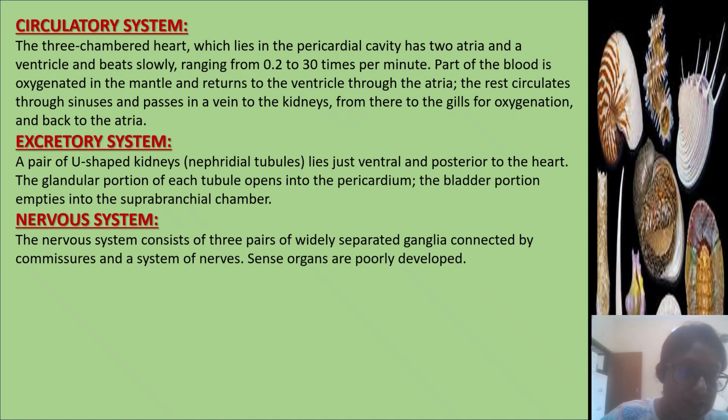Next, for nervous system, the nervous system consists of three pairs of widely separated ganglia connected by commissures and a system of nerves. Sense organs are poorly developed. Now the topic has ended.